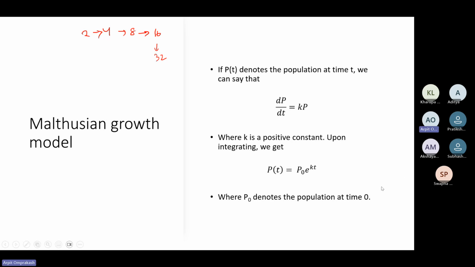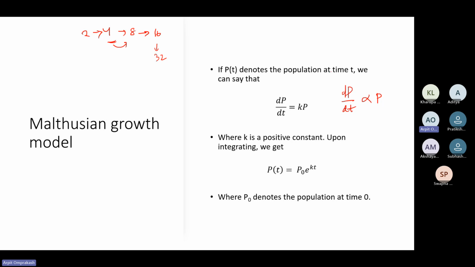16 becomes 32 and so on. So basically what he's saying is the population at time t plus 1 is dependent on the population at time t. So if there are more individuals, then there is more population increase in the next time step. So basically what we can say is the change in population is proportional to the population at a given time.